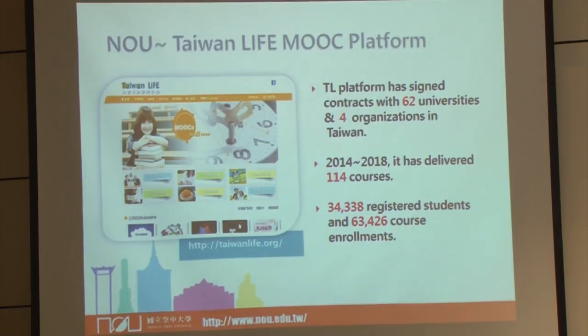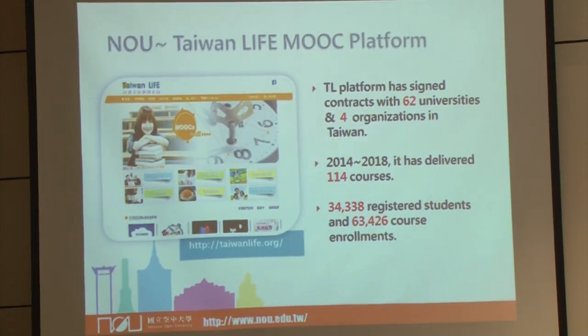During 2014 to 2018 in Taiwan, our government has sponsored more than 300 MOOC courses. It's not many courses when compared with Coursera or FutureLearn, this kind of MOOC platform, but most of these courses have good quality and good content due to the subsidies and resources from our government.